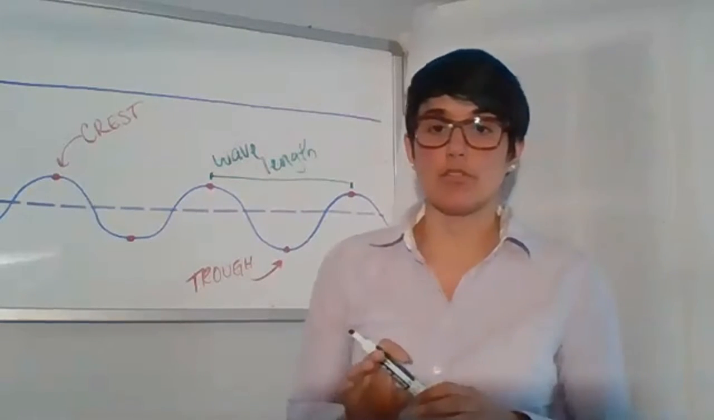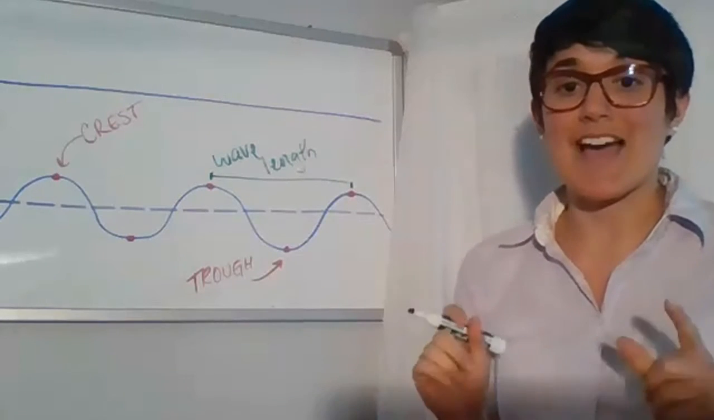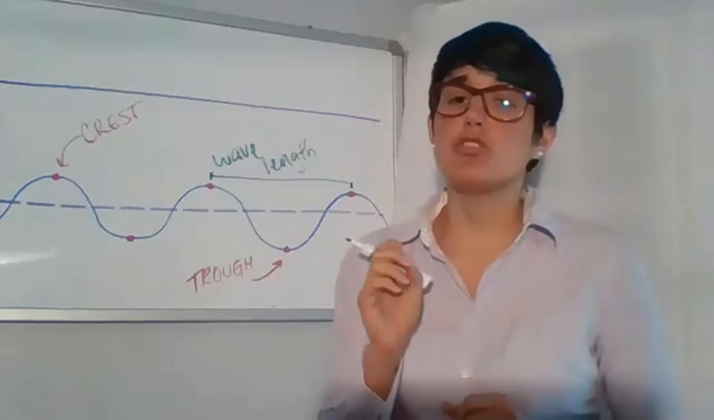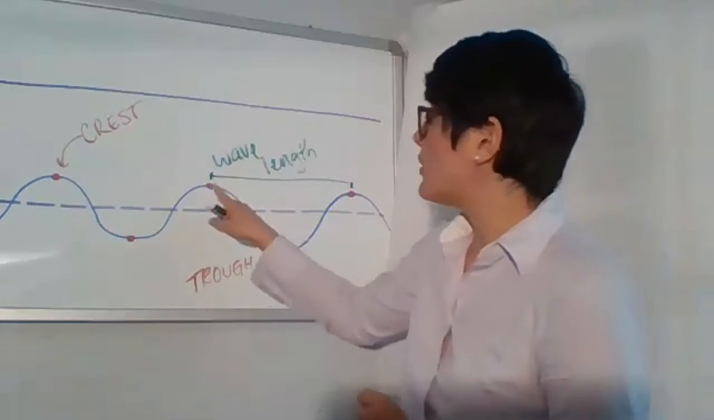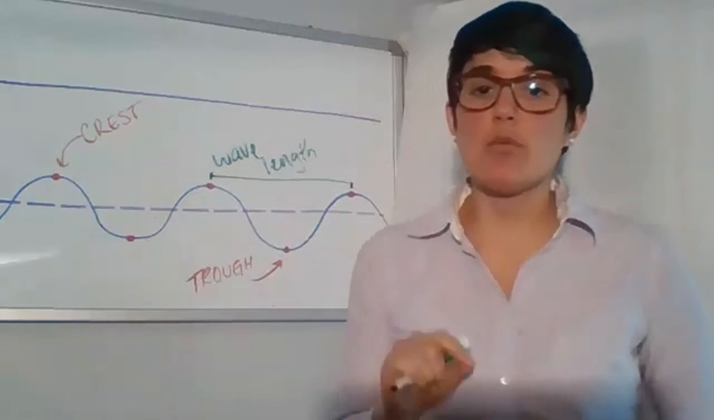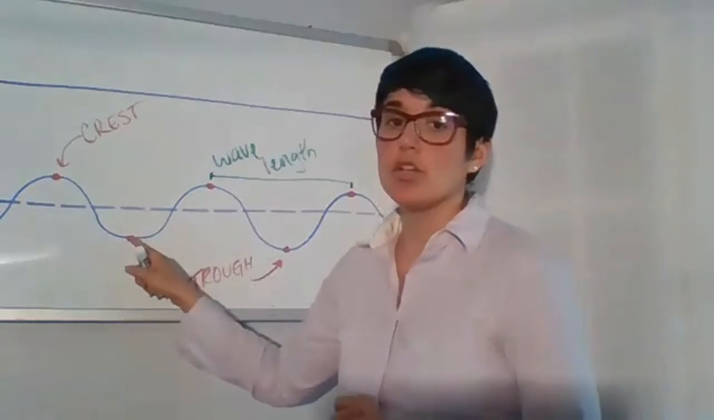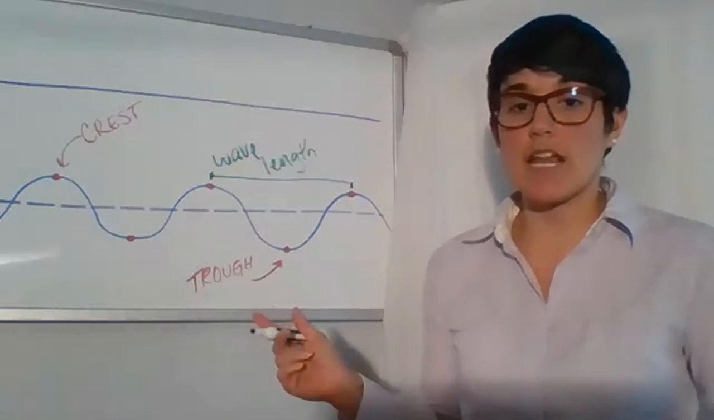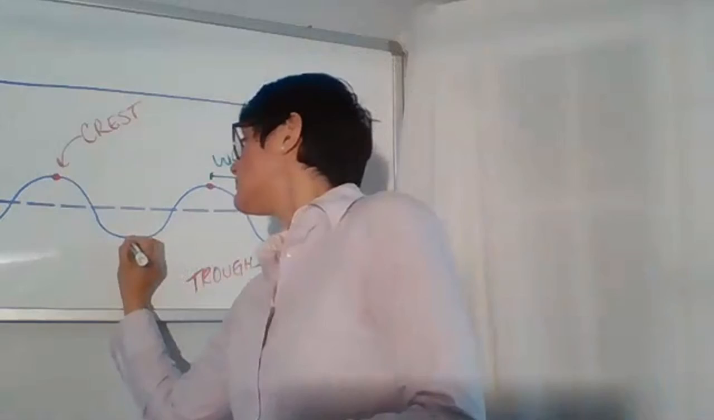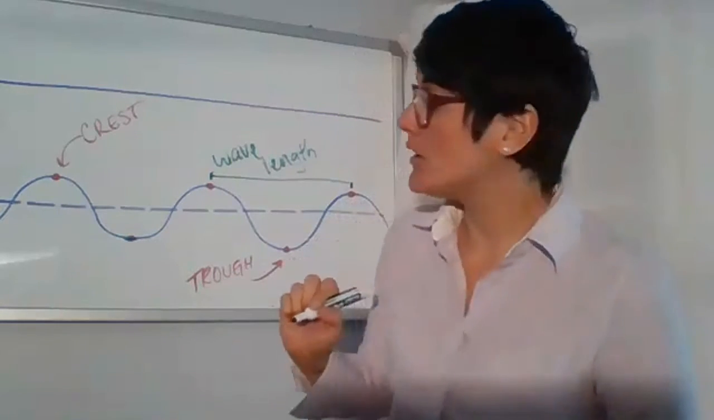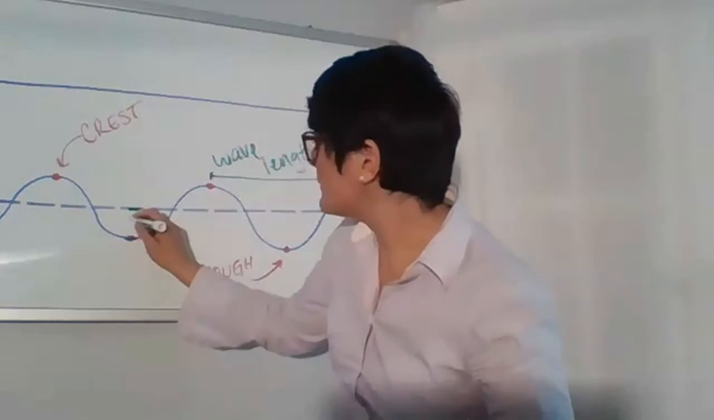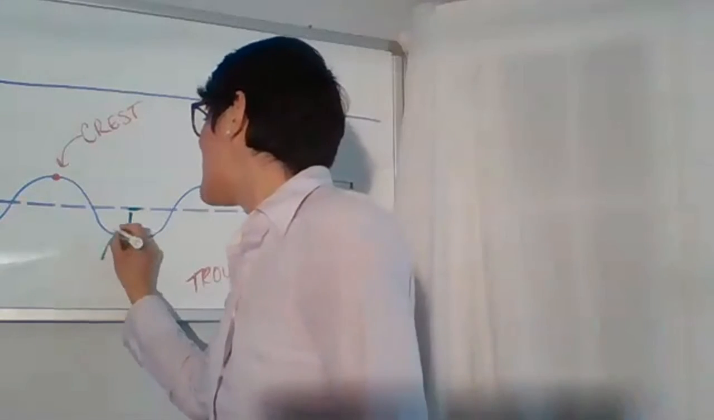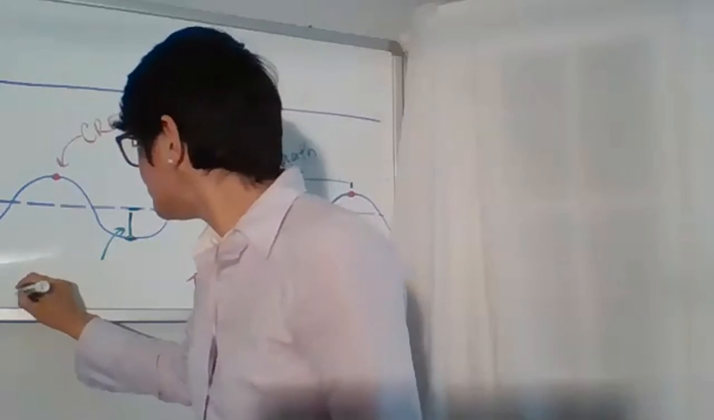Now, next is our amplitude. Amplitude can be thought of as the height of the wave. And this is why our equilibrium is so important, because we don't measure height from crest to trough. Instead, we measure height from the equilibrium to the trough or the equilibrium to the crest. So if we were looking at amplitude, I'm going to start, let's say, at my trough here, go up to my equilibrium, and here I have my amplitude.